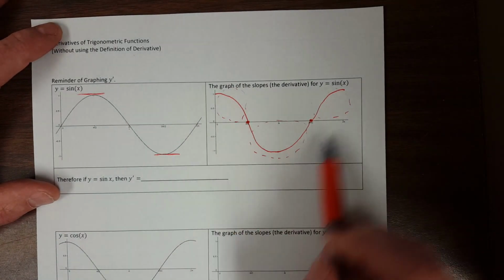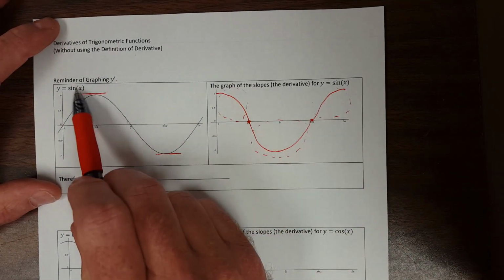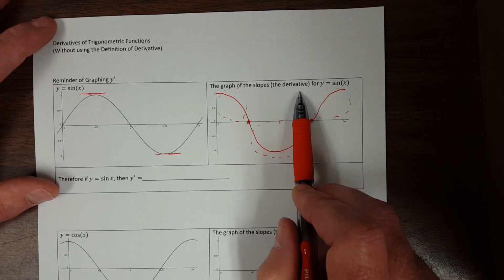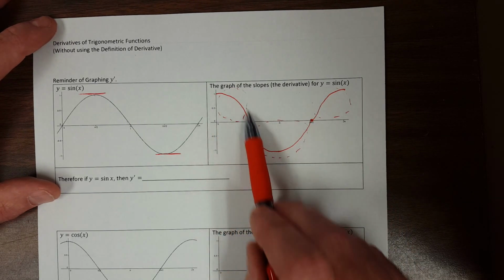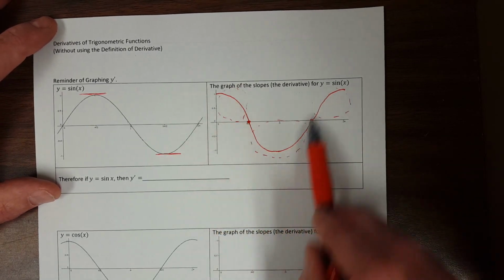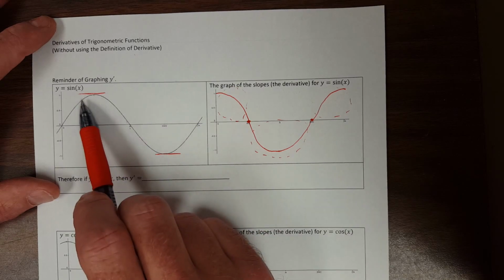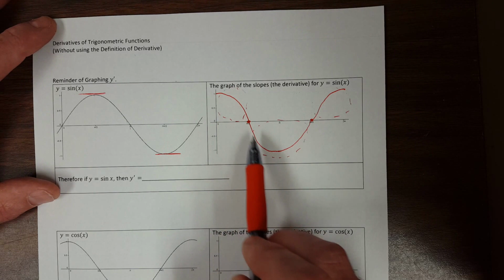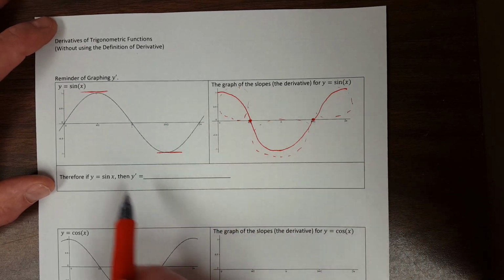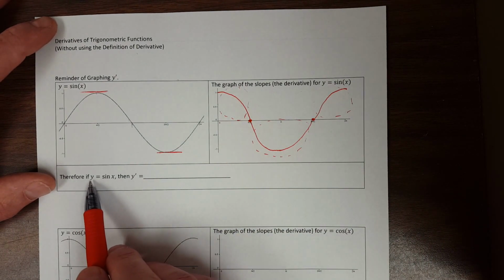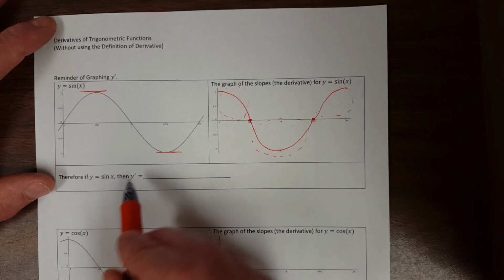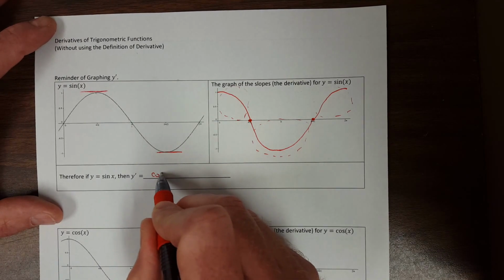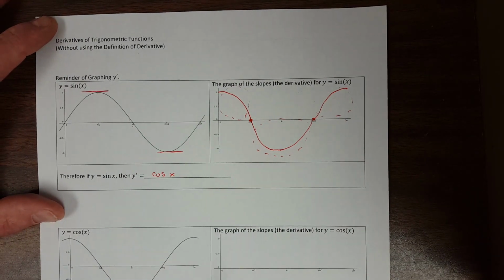Okay, so we have graphed the slope values for our sine function. And as you look at this, if you're familiar with the graphs of some of the basic trig functions, this graph looks like the cosine function. So the slope values of the sine function can be described by the cosine function. So if y equals the sine of x, then y prime, the derivative, the slope values, are described by the cosine function. So there's our first one.